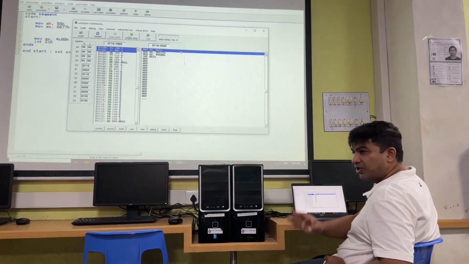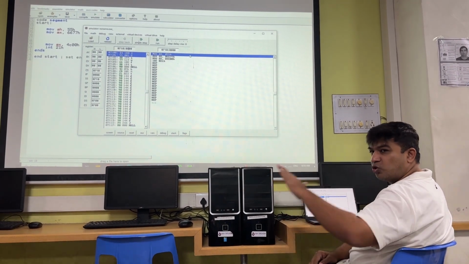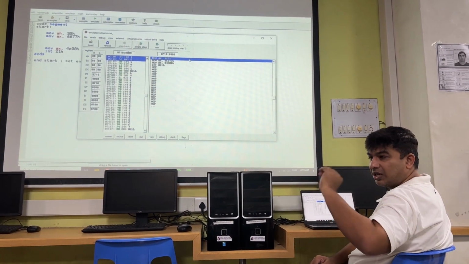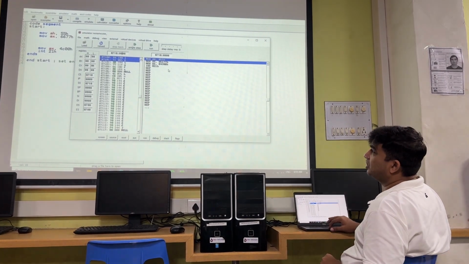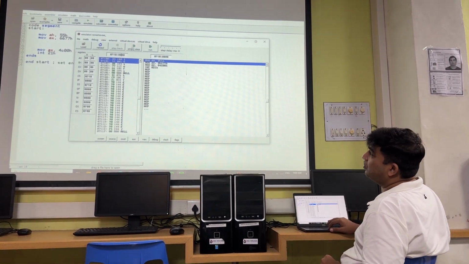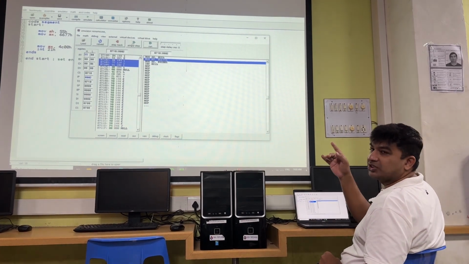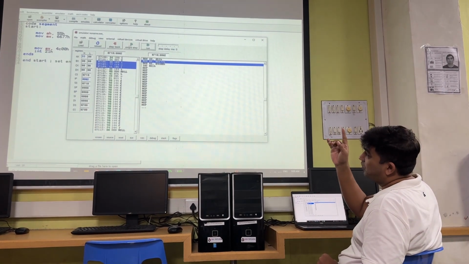IP is always pointing to the next line to be fetched. So this is not yet fetched. So when I click on single step, now this line is executed. Understand? And my IP is pointing on the next line.